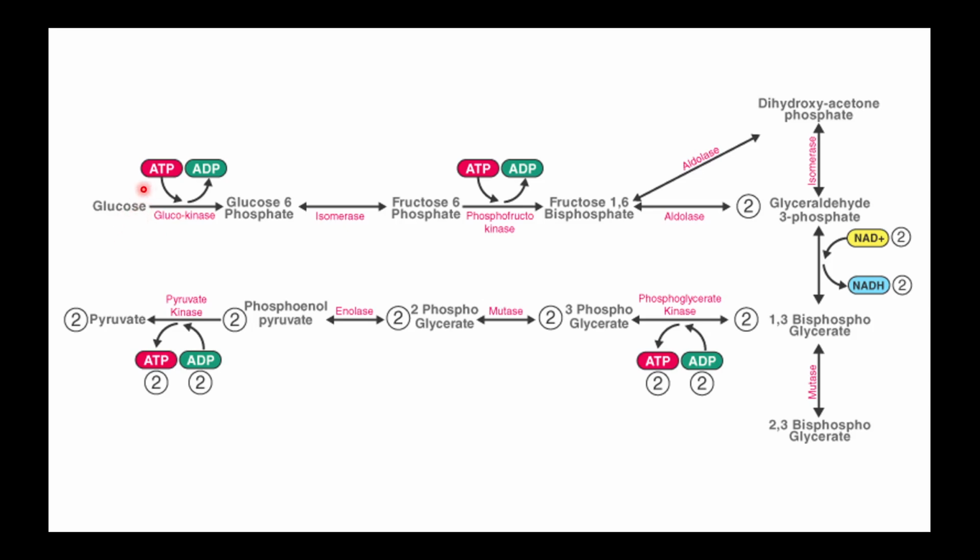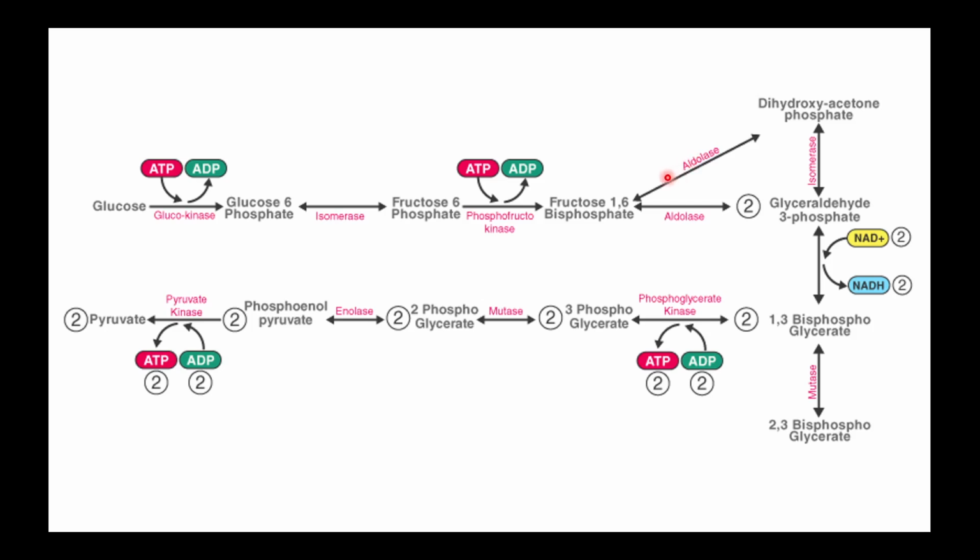So glucose is the substrate for hexokinase. Then from glucose 6-phosphate, it is converted to fructose 6-phosphate by a glucose 6-phosphate isomerase. So for that enzyme, glucose 6-phosphate is the substrate. Then phosphofructokinase. For phosphofructokinase, fructose 6-phosphate is the substrate and fructose 1,6 biphosphate is the product.